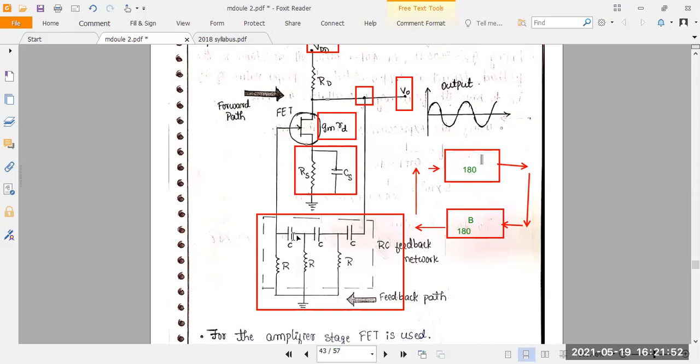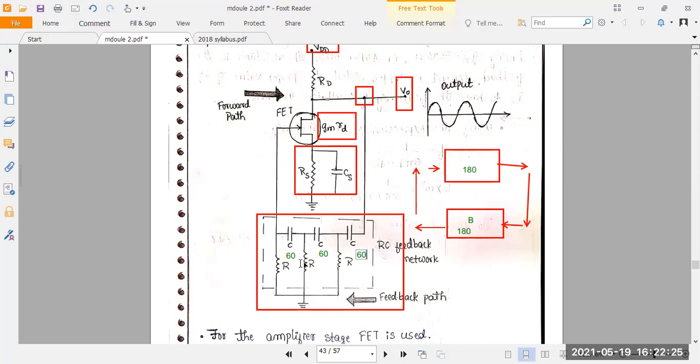Each combination of the resistor and capacitor gives a 60-degree phase shift. Each pair of one capacitor and one resistor puts in a 60-degree phase shift. If you take 2 capacitors and 2 resistors, that is one more 60. If you take 3 capacitors and 3 resistors, 60 plus 60 is 120, 120 plus 60 is 180-degree phase shift. Each RC combination gives a 60-degree phase shift.